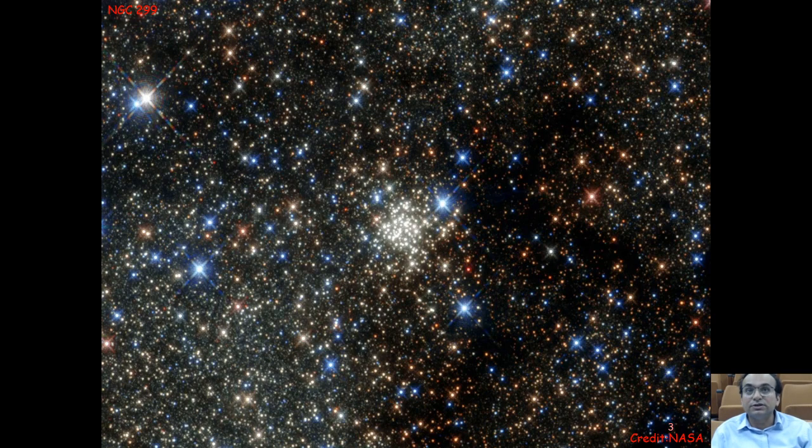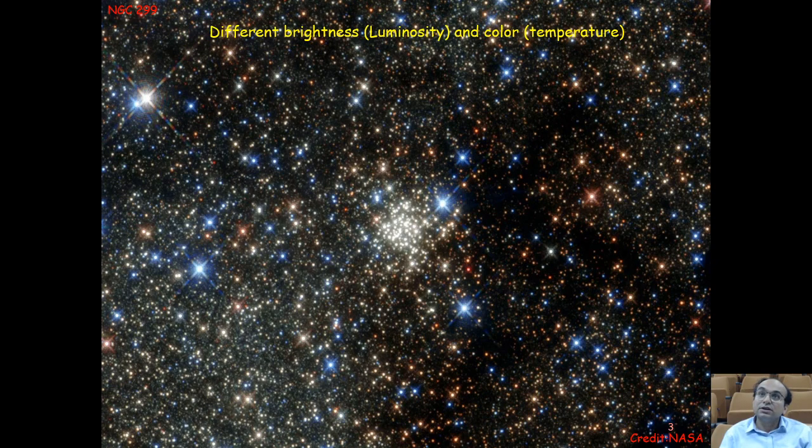I said that stars of the same brightness at different distances may look different, one fainter, one brighter. But here I am showing you one picture of a cluster, that is a group of stars gravitationally bound with each other at the same distance. If you look at the stars here, you will see that they have different colors as well as different brightness. So why?